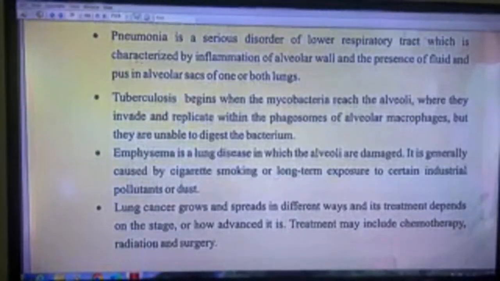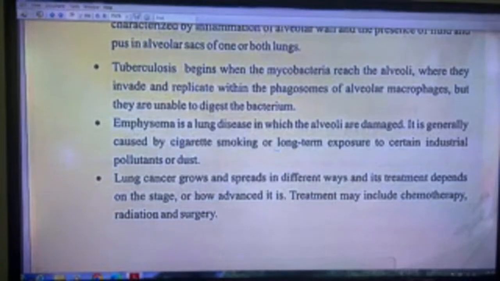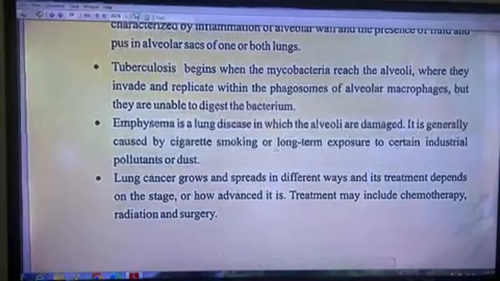Tuberculosis begins when the mycobacteria reach the alveoli. They invade and replicate within the phagosome of alveolar macrophages, but they are unable to digest the bacterium.